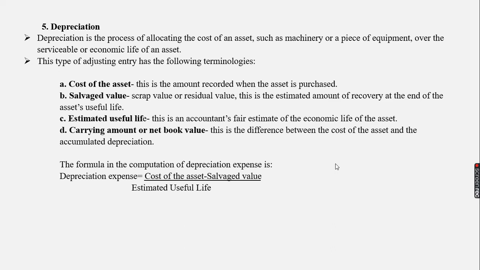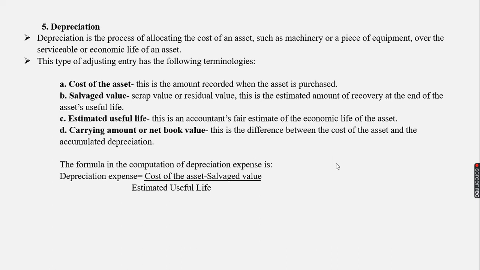Nag-depreciate na siya. Bumababa na yung value. Not unlike sa asset natin na land and jewelries na nag-a-appreciate yung value. Habang tumatagal yung panahon, ayan, nag-a-appreciate yung value. Tumataas yung value niya. Habang dito, kapag machineries, buildings, habang ginagamit natin, bumababa yung value niya. Kaya nagda-depreciate. Okay? So, these types of adjusting entries has the following terminologies.